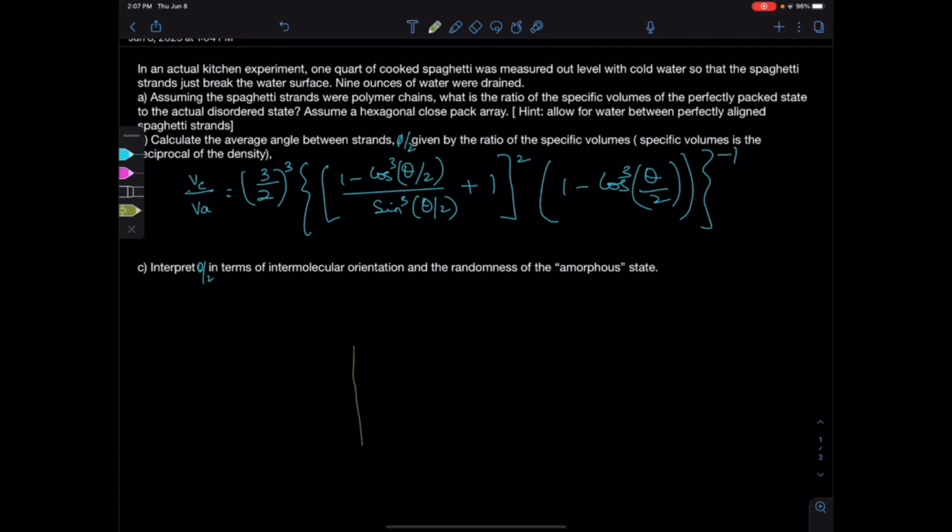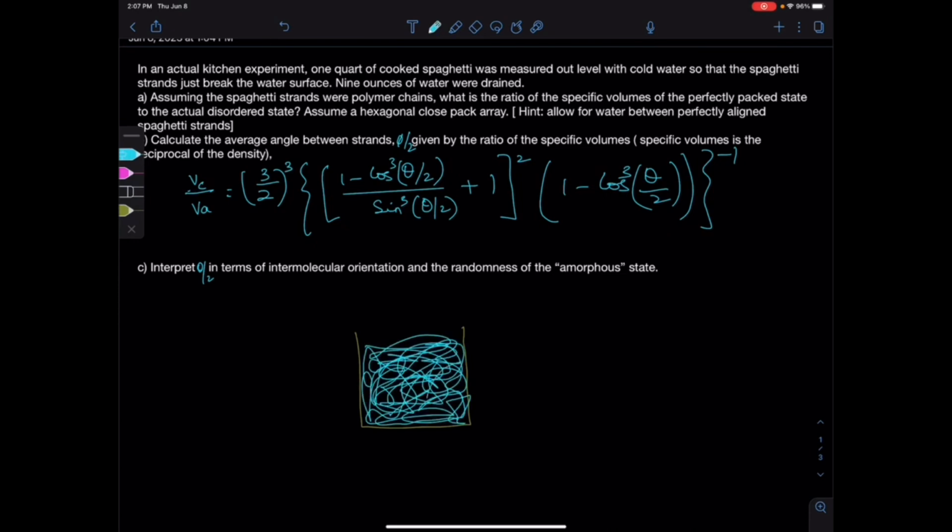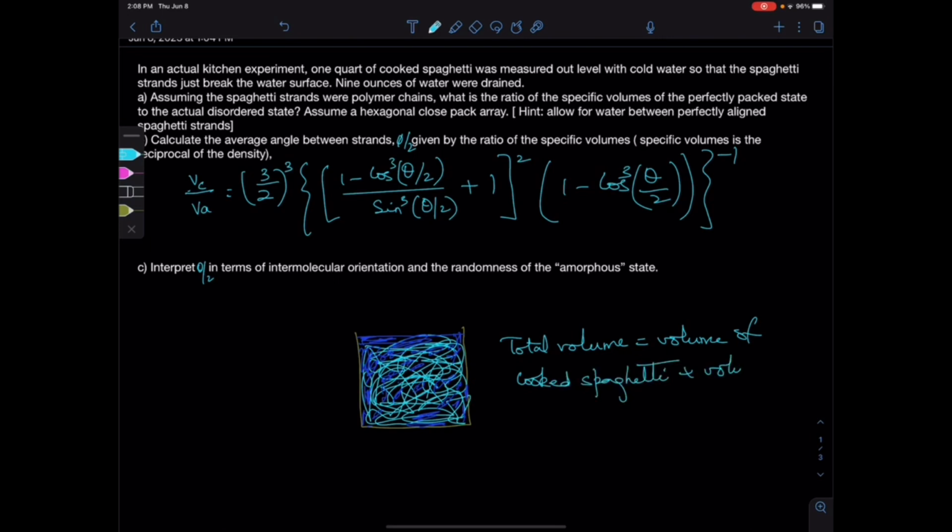For part A, assume that this is the container and this is the spaghetti strands. And then they're adding water such that it just covers up all the strands. So the water will occupy the spaces in between the strands, which means total volume is equal to volume of the cooked spaghetti plus volume of the water drained.